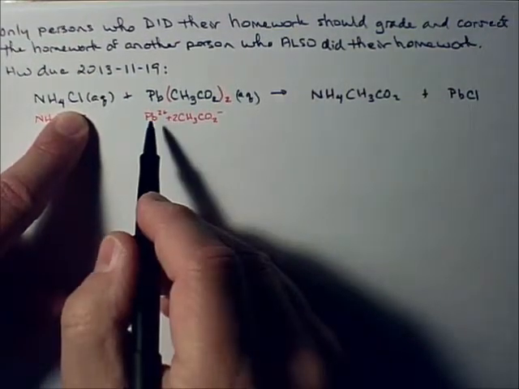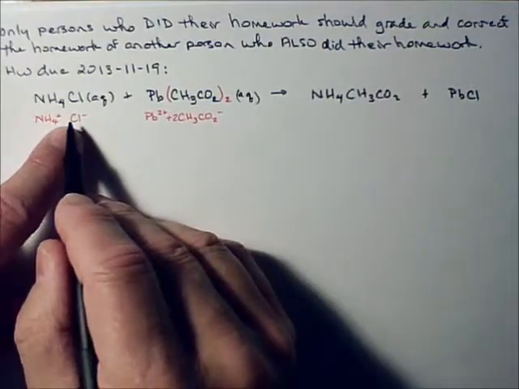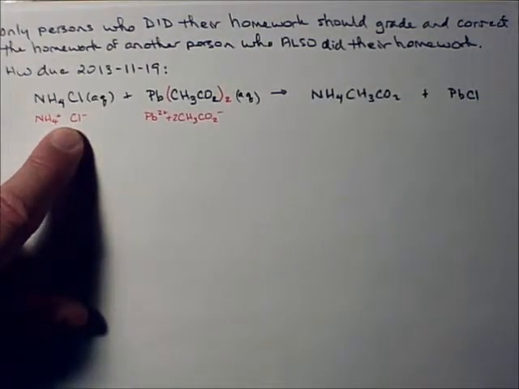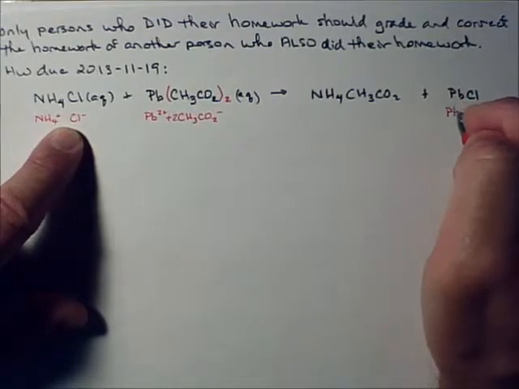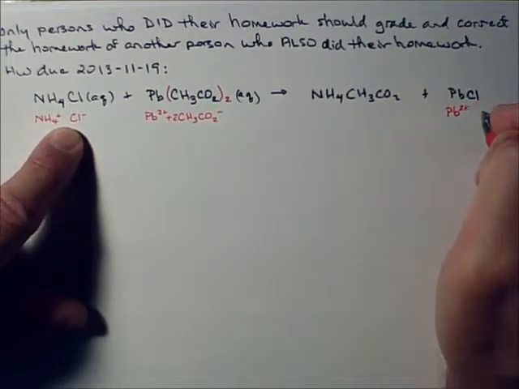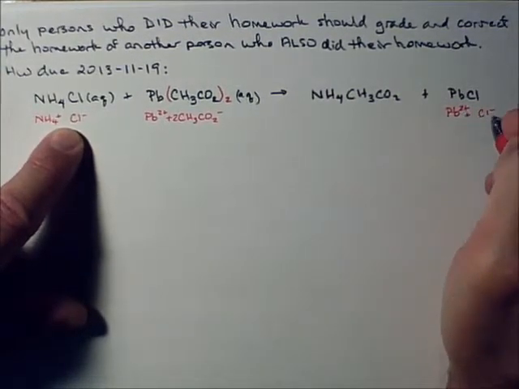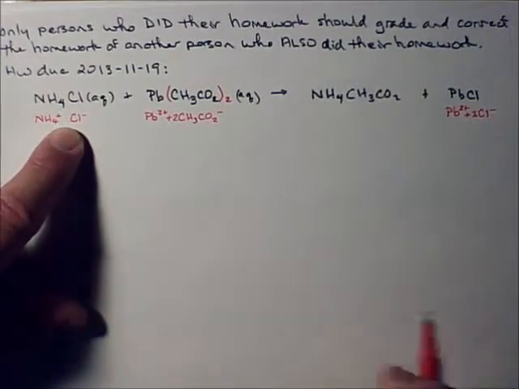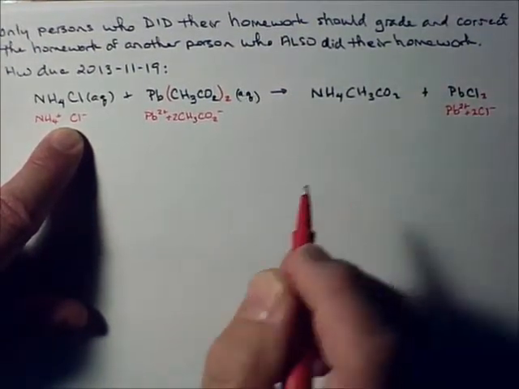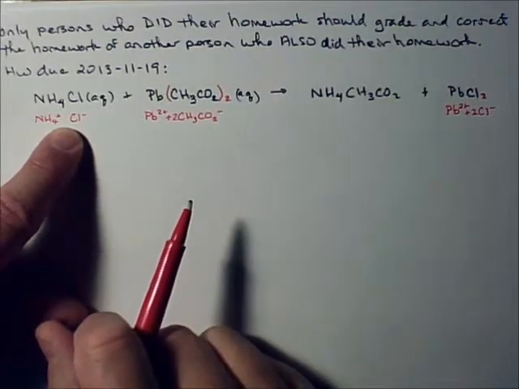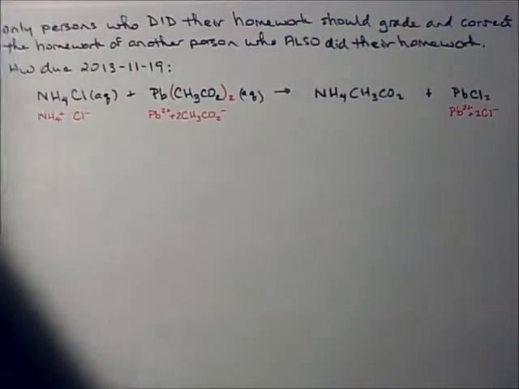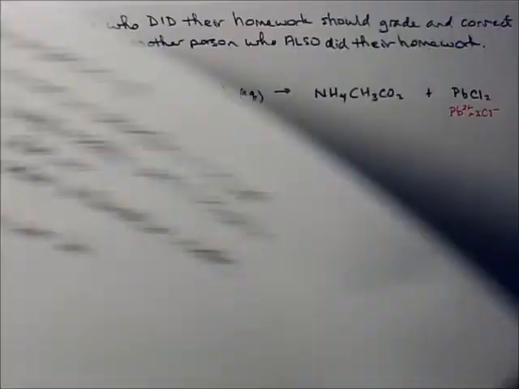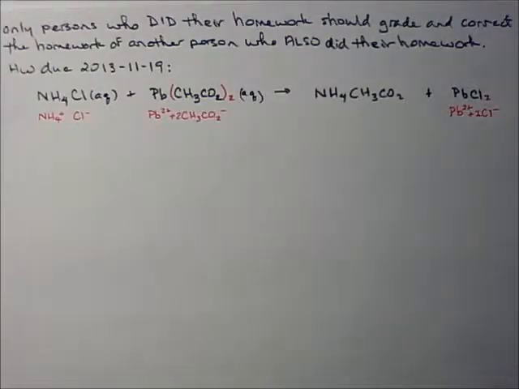We need to balance it. Lead has a 2+ charge. Chlorine has a 1 negative charge. So to charge balance the formula, we're going to need 2 chlorines. Okay. Now one of these 2 has to be a solid. The question actually says you want to collect a solid. Okay. We need to figure out which one is which.